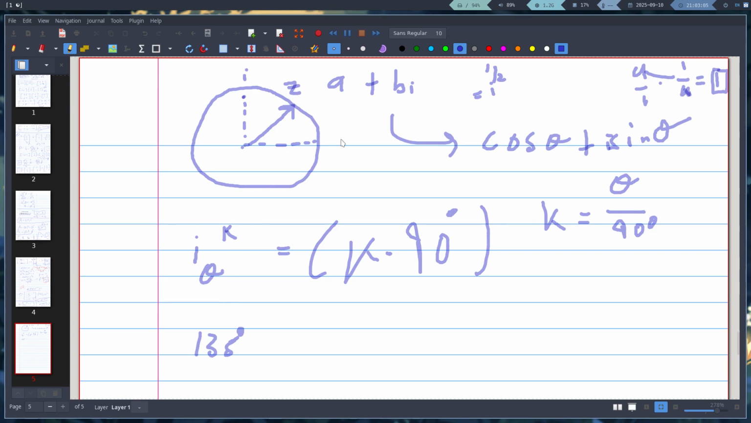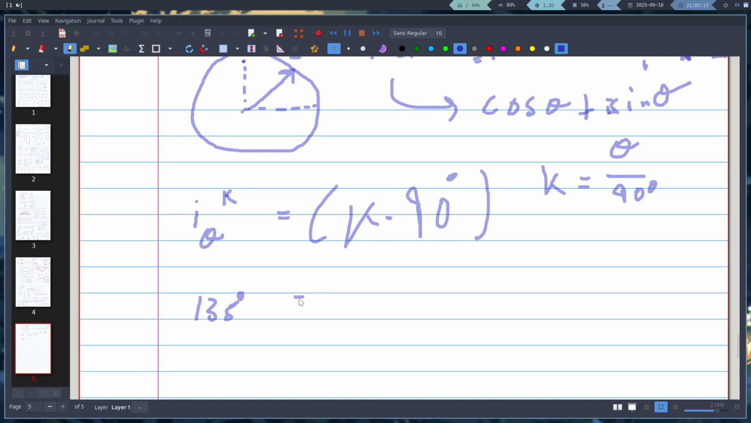Because currently we're stuck in this quadrant, but that's what this k factor is going to help us do. It's like a stretching factor, so we're going to see how much more we need. And so this is just going to be 135 over 90, and then you can just carry this out and you'll see you'll get 3 over 2.